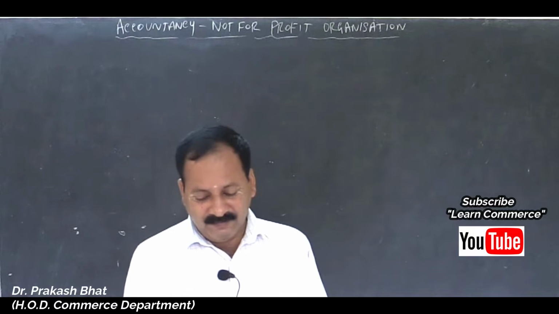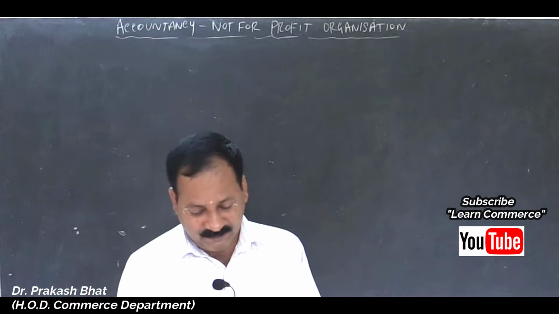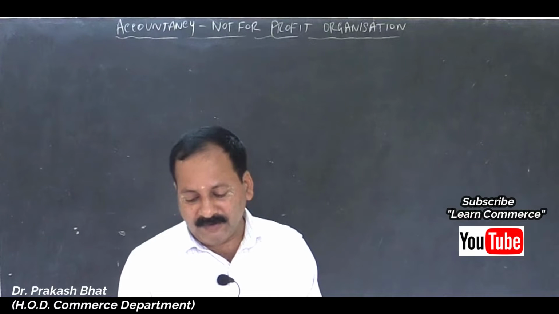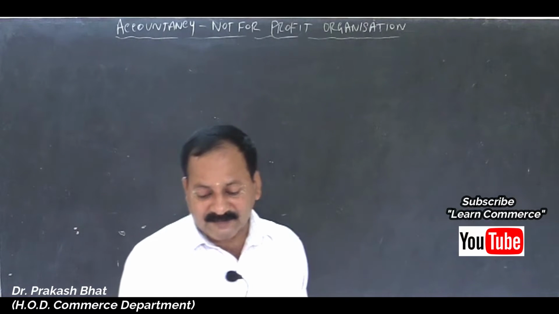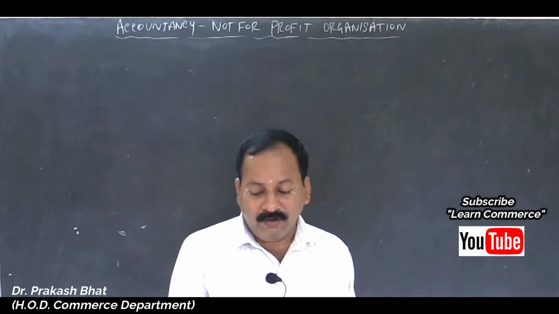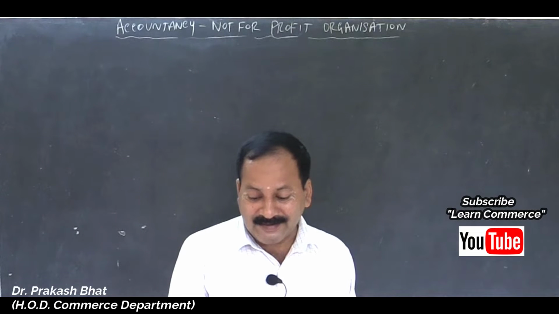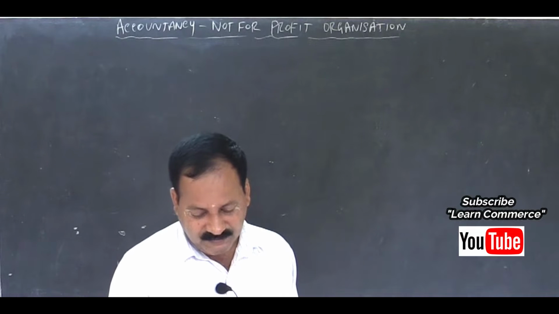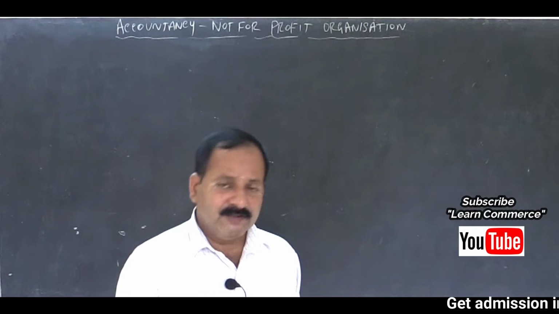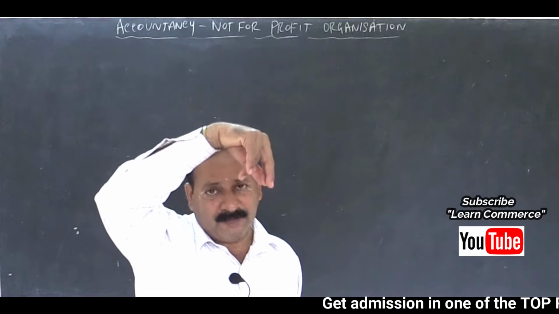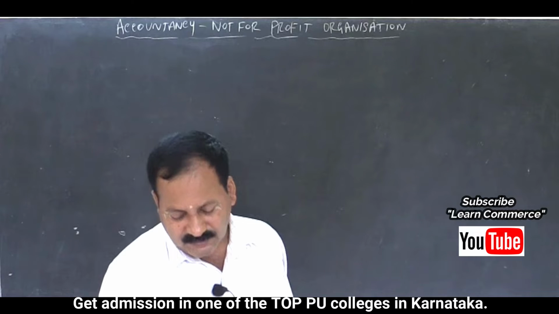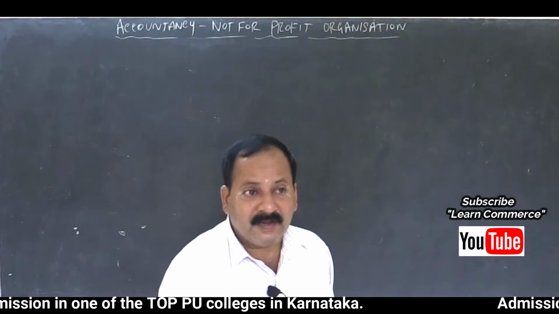I will read out the problem. Let me analyze and solve it. From the following receipts and payments account and information given below, prepare income and expenditure account and the balance sheet of Adult Literacy Organization as of March 31st, 2018. So the year ends on 31st March 2018, so the year should have started on 1st April 2017. Receipts and payments account for the year ending 31st March 2018.